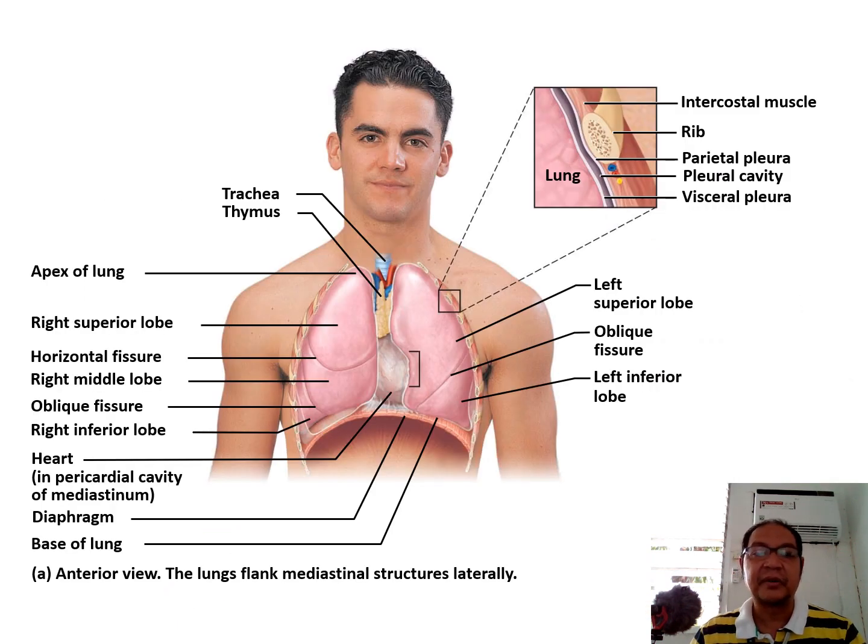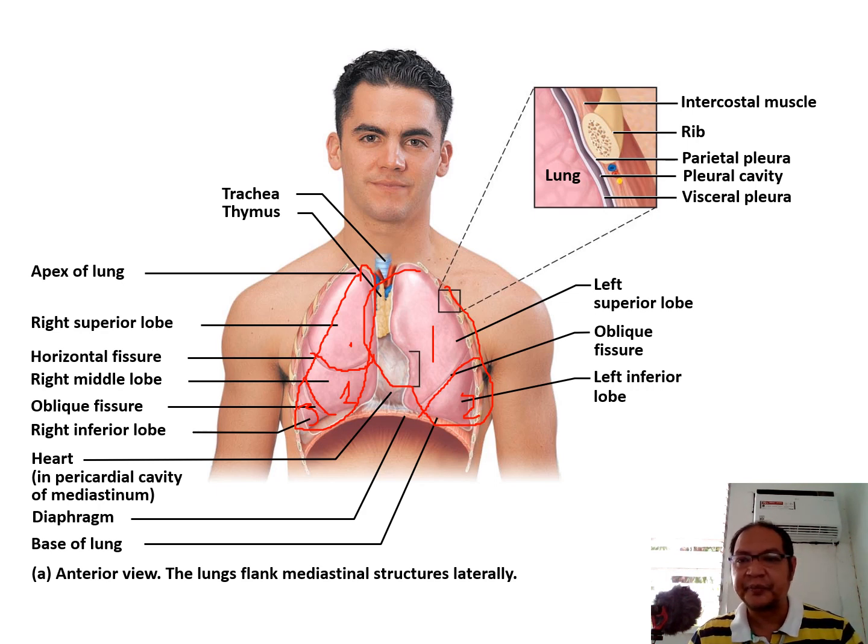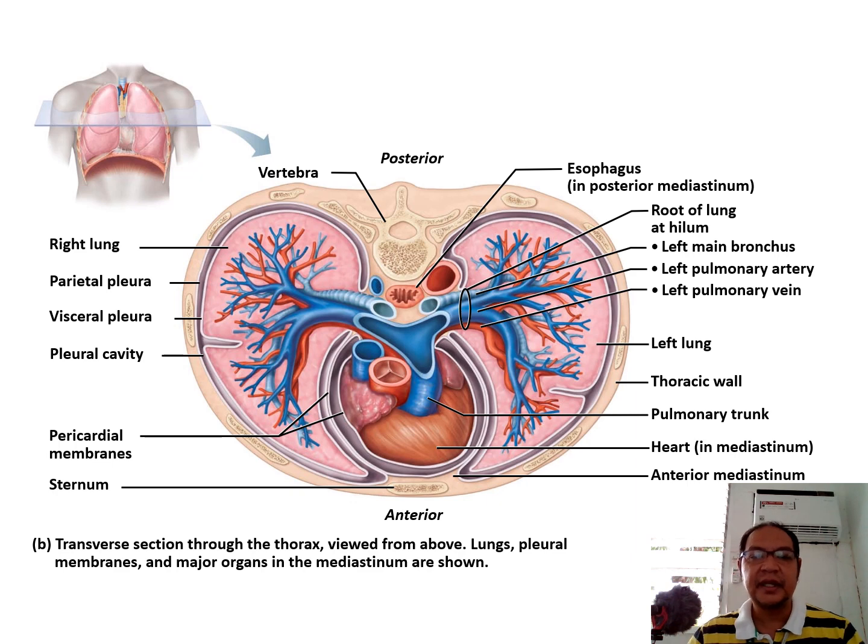So this is the structure of our lungs. As you can see here, there are fissures. This is the fissures. If you look at the right lung, it has one, two, three lobes, and the left lung has only one fissure, so it has one, two lobes. So there are only two lobes in the left. So always remember that one. Three, two.